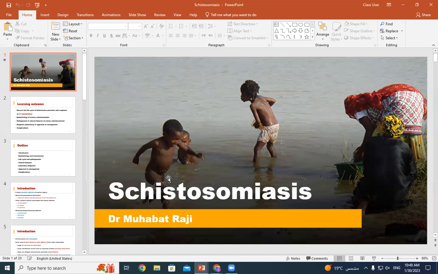Any other question? Yes. In terms of the diagnostic and the infective stages, diagnostic is the eggs and the infective is the cercaria. Exactly, very good. And the mode of transmission? What is the mode of transmission? Pardon? Skin penetration, very good.